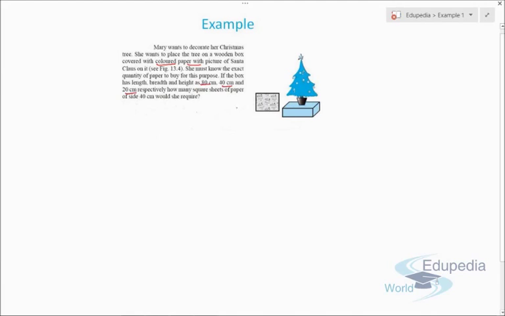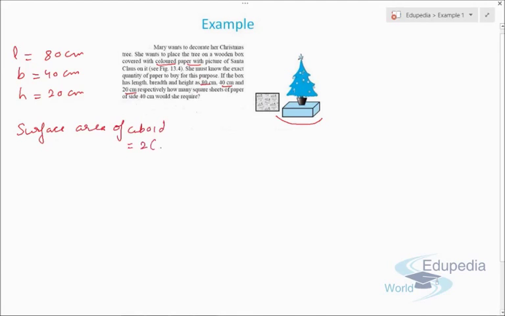First of all, we need to find the surface area of this box, and then we need to divide the surface area by the area of a square sheet to get the number of sheets. It's given that length is 80 centimeter, breadth is 40 centimeter and height is 20 centimeter. Since we need to cover the full box, we can apply the formula directly over here. So surface area of cuboid will be equal to 2 times LB plus BH plus LH, right?